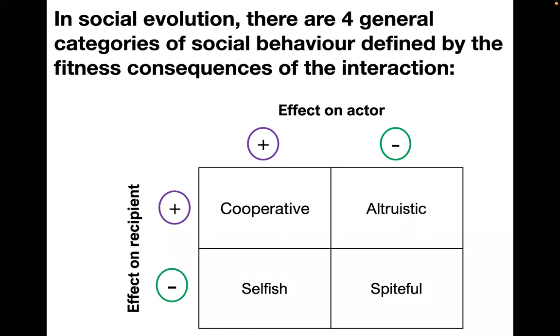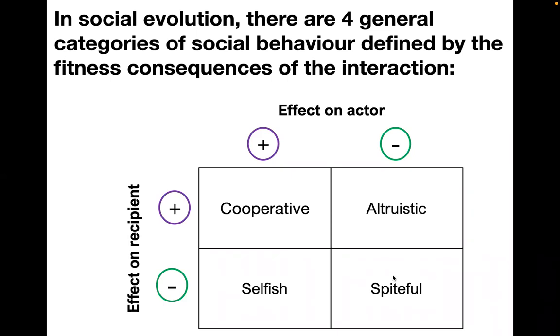Behaviors that are beneficial to both individuals involved are called cooperation. But if a behavior is beneficial to the recipient but costly to the actor, like if I give money to Charlotte, that's altruistic, because I'm costing myself and benefiting Charlotte. If a behavior is beneficial to the actor but costly to the recipient, if I take money from Charlotte, that's selfish. And if the actor does something that hurts the recipient and hurts themselves, that's called spite. And that's thought to be difficult to evolve.